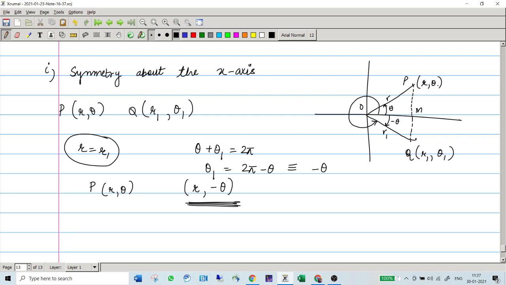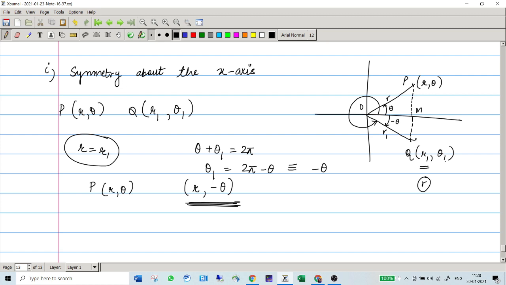So if P is r comma theta, you want r1 comma theta 1 as the mirror image of P, meaning the number of units P is above the x-axis should be the same as the number of units Q is below the x-axis. Basically it is the same as saying the number of units OP is traveling should be the same as the number of units OQ. This was r, this was r1. Because we want OP to be the same as OQ, r should be the same as r1. So I've got the value for r1 to be r simply.